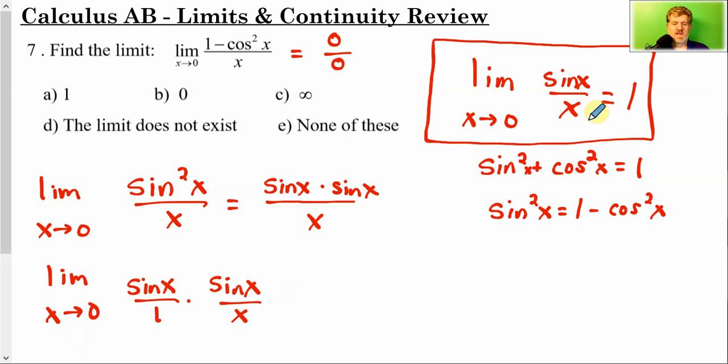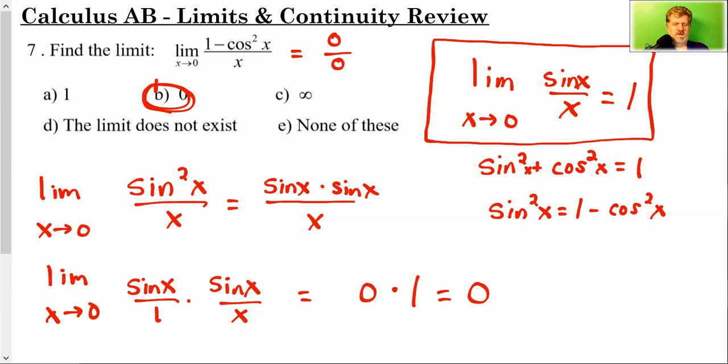Now here's the thing, right there. What is the sine x over x equal to? Well, it's equal to 1. And what's sine x over 1 equal to? If I plug in 0, what's the sine of 0? Well, it's 0, and 0 divided by 1 is 0. So I end up with a limit of 0. Okay? That's one way to do the problem.